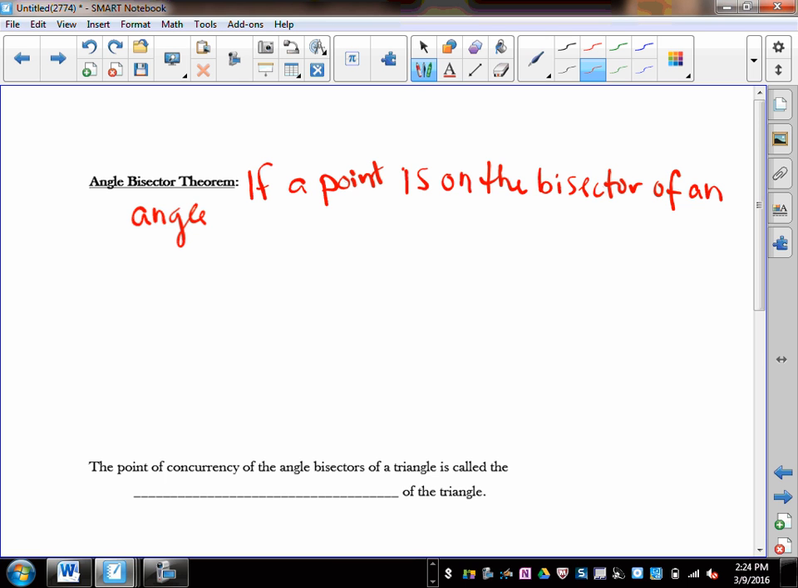Bisector of an angle. Then the point is equidistant from the sides of the triangle. Let's say equal distance.